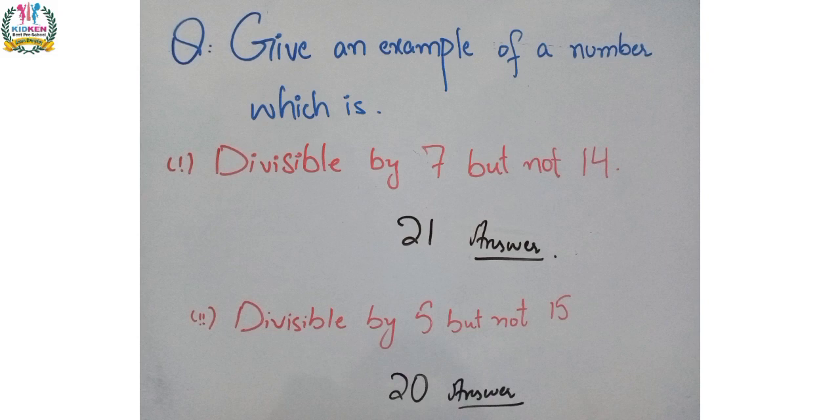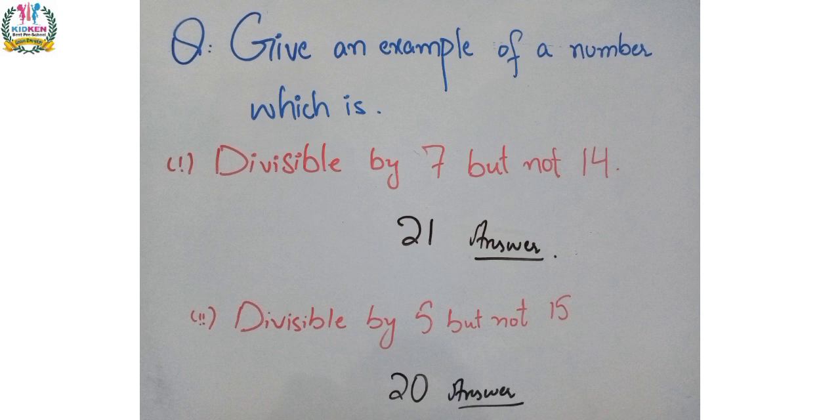Next question is give an example of a number which is divisible by 7 but not 14. So simply you can write the number that is divisible by 7 and does not come in the table of 14. So simply you can write 21, because 14 times 2 is 28 and 14 minus 14. So 21 does not come in the table of 14. So we can write 21.